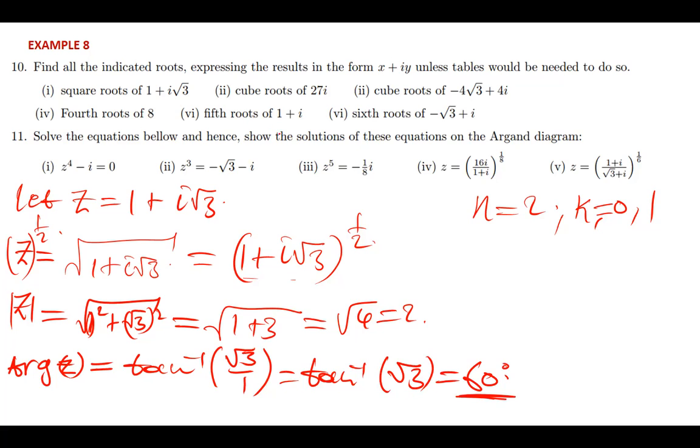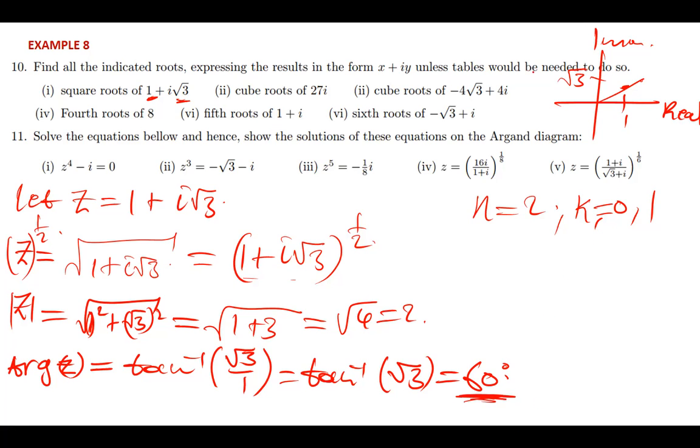When you plot this complex number, it's in the first quadrant, because this is the real axis, and then we have the imaginary axis. The real part is positive 1, so positive 1 can be there. The imaginary part is the root of 3, which is also positive. So this complex number is in the first quadrant. Since it's in the first quadrant, we take 60 as our argument.